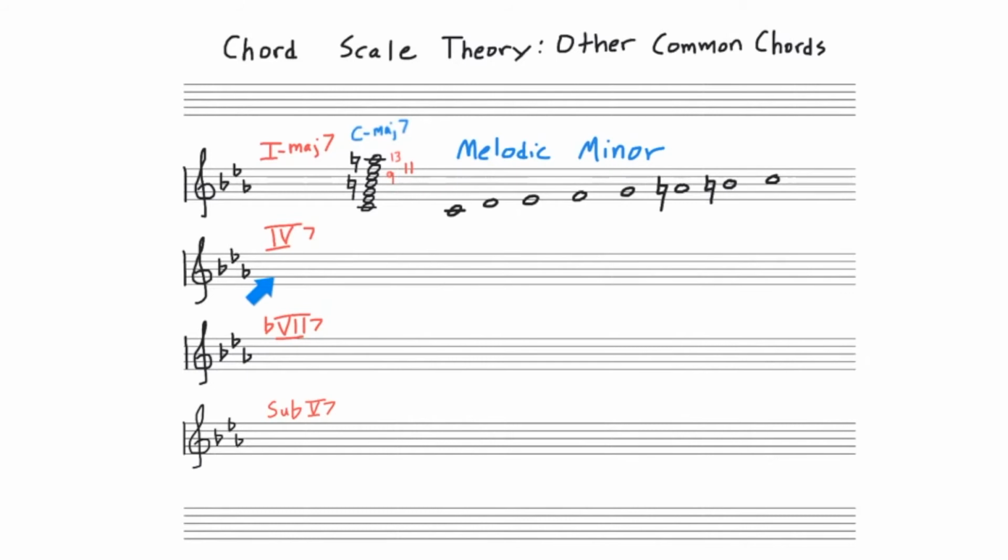Our next chord is also derived from a melodic minor scale. This is an F7 chord in the key of C minor. Next, I will add the possible tensions.